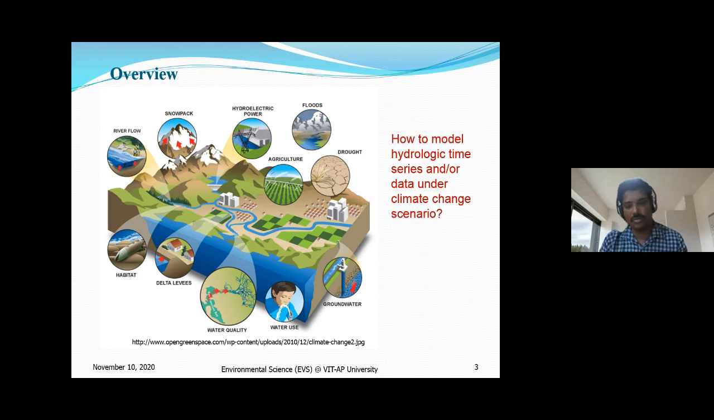So we can't even think of any phase of our life in general, and particularly in this talk we are focusing only on the water, the water resources sector. So almost everywhere there is some impact. The basic major question in this domain is how to model this kind of hydrologic time series or the data under the climate change scenario.